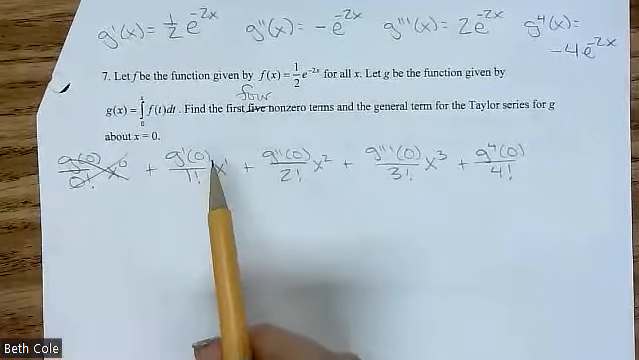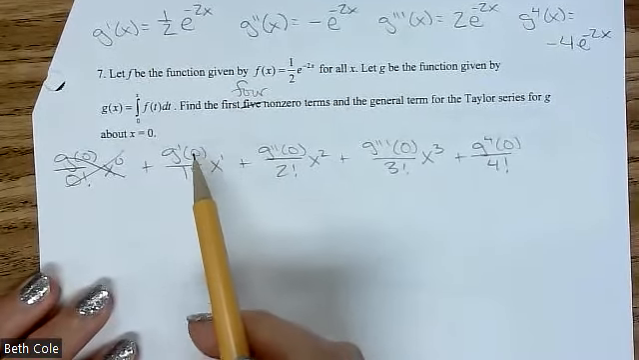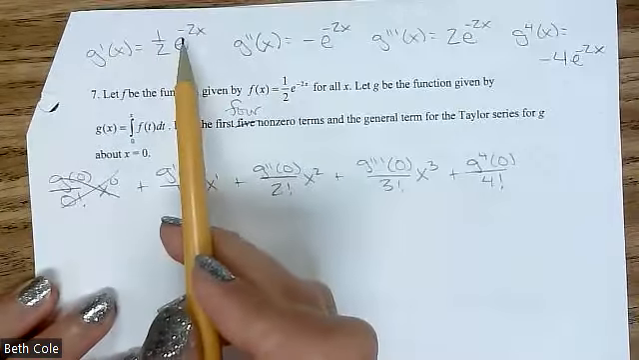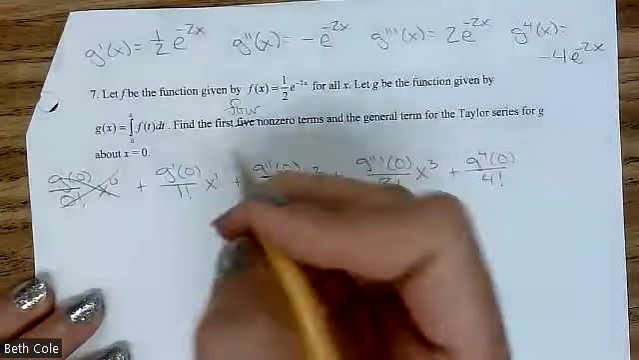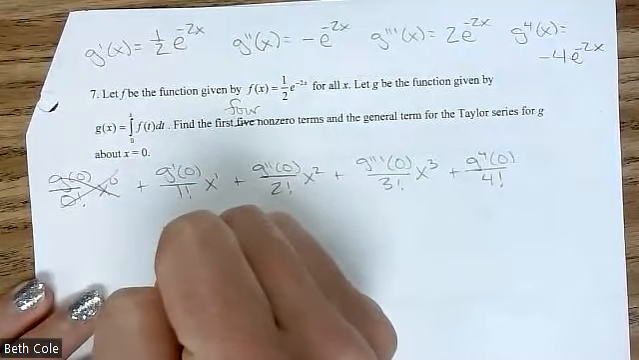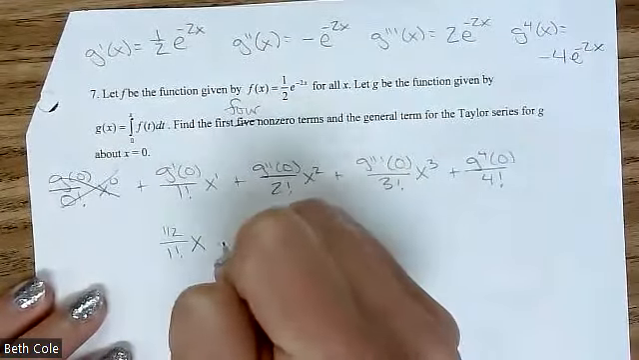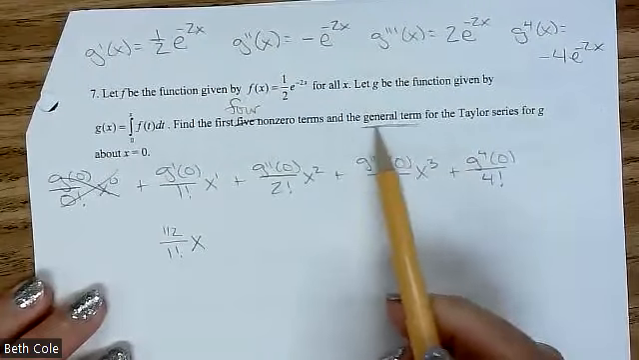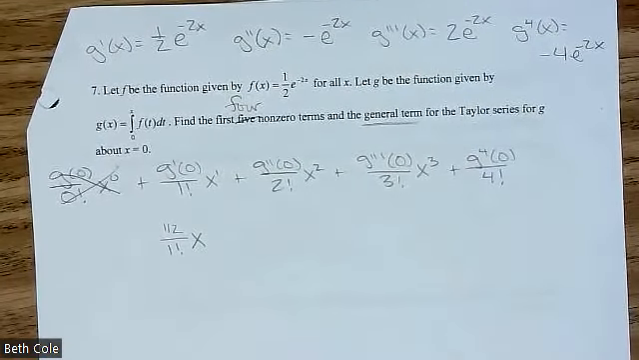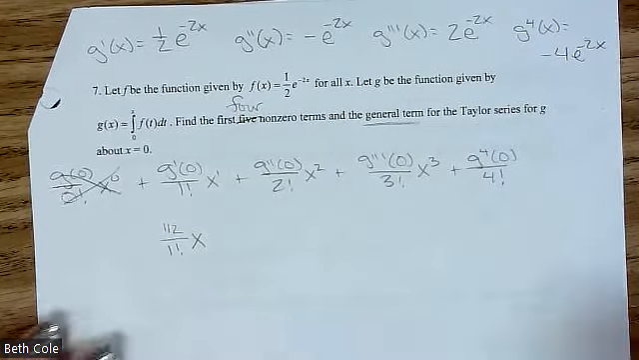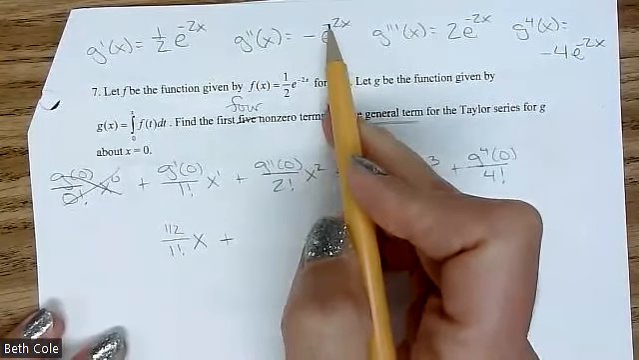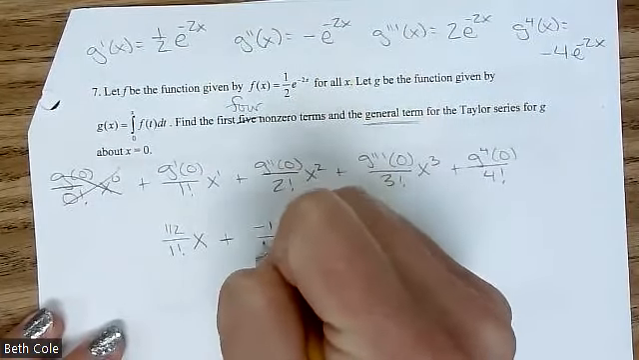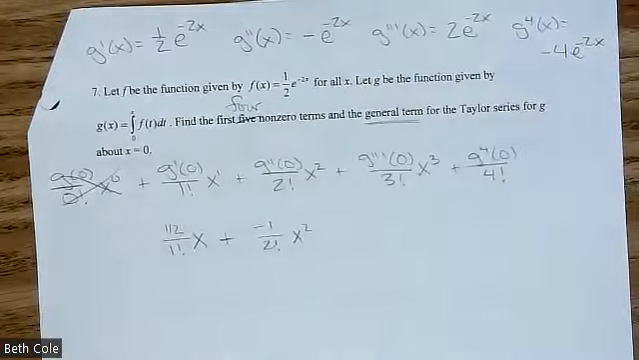Okay, you don't have to simplify anything down, all right? G prime of 0, if you plug in 0, e to the 0 is 1 times a half would be a half. So 1/2 over 1 factorial x to the 1. Actually, we are gonna have to write the general term here, so it's better if you don't simplify, because then it makes it easier to see the pattern at the end. All right, so second derivative at 0, that would be -1 over 2 factorial x to the second.